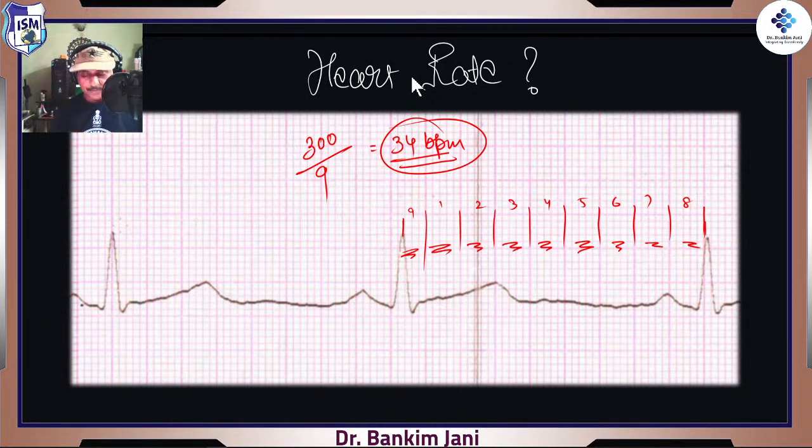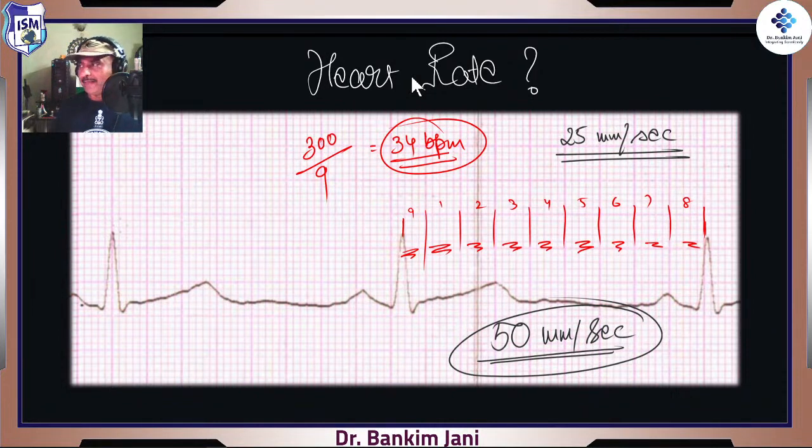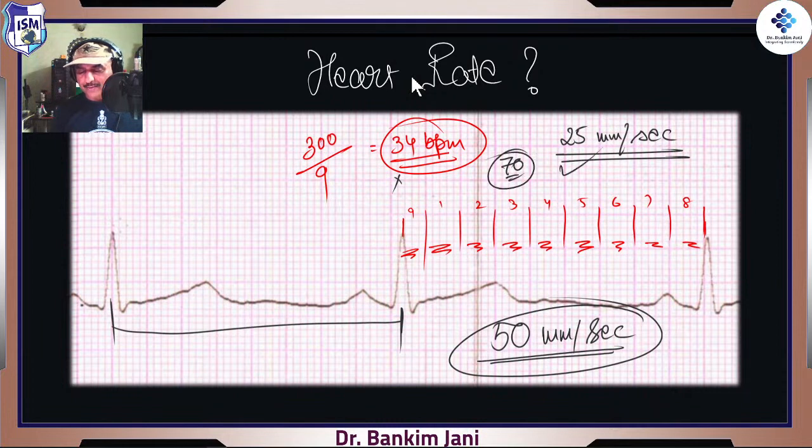The only trouble was that during calibration, someone made a mistake. Instead of the whole thing going at 25 millimeters per second, this strip was moving at the speed of 50 millimeters per second, because there is such a control in the ECG machine. So someone made a mistake. So why is there a gap between T and the next wave? The ECG paper was running fast, so that's why this entire thing was spread across double the time. So now when you multiply this, it will come to 68, 70 beats per minute, as it would be at 25 mm per second.